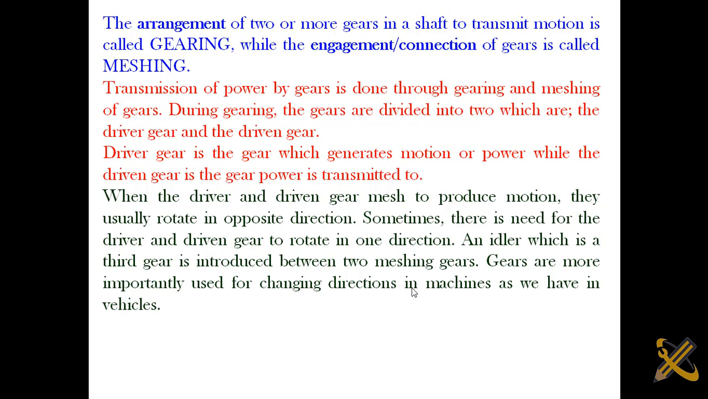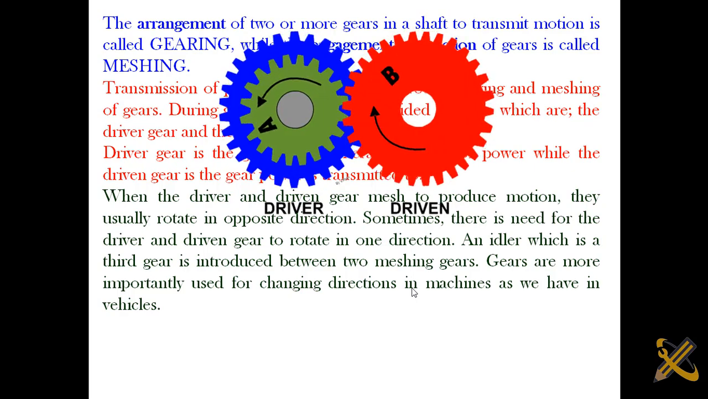But in some cases there is need for the driver and driven gear to rotate in one direction. So what are you going to do? An idler, which is a third gear, is introduced between the two machine gears. Gears are more importantly used for changing directions in machines as we have in vehicles. So take a look at this picture.